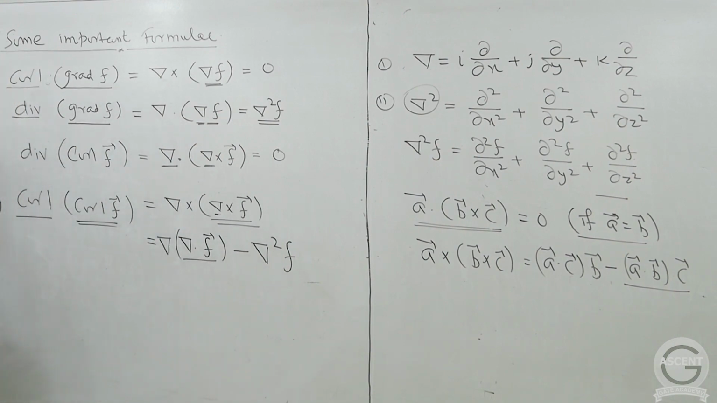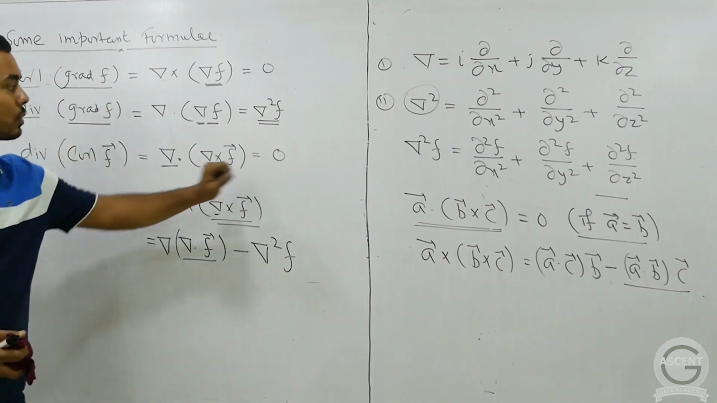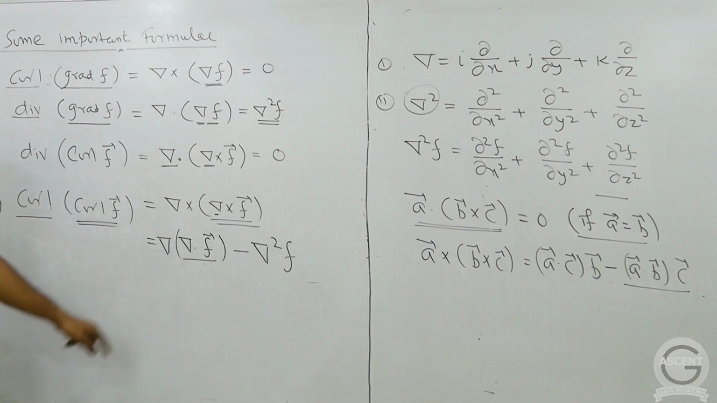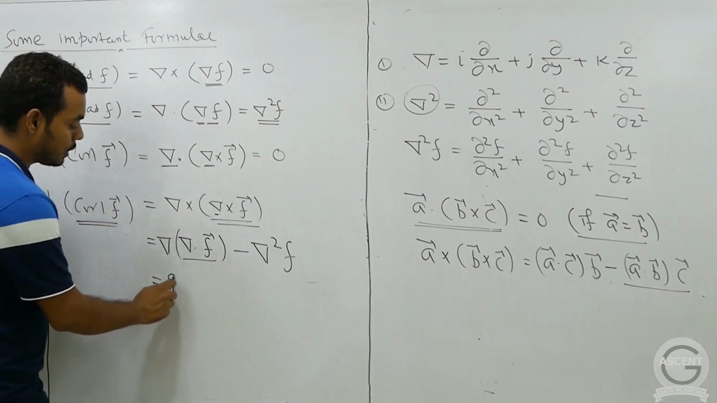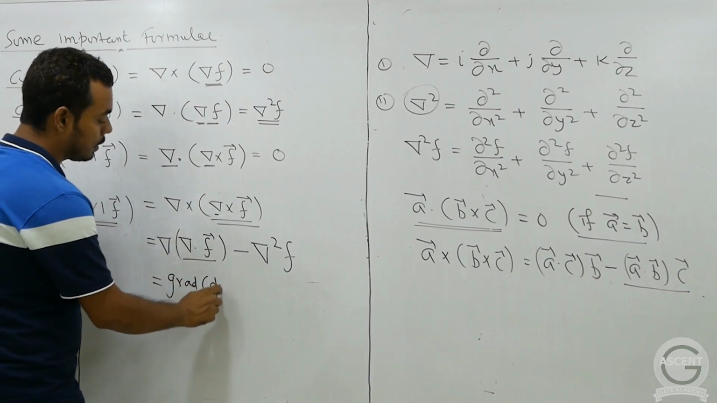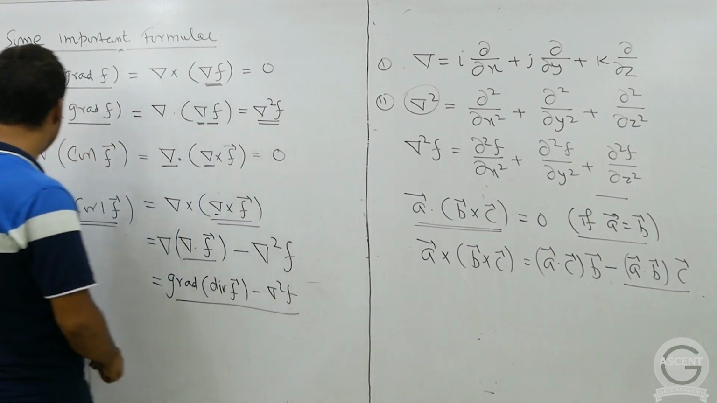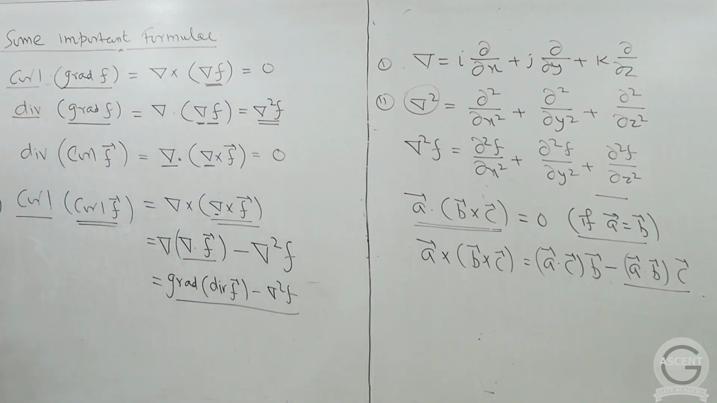Okay, so these are some of the important formulas that you need to remember. First one is curl of gradient of f is 0, divergence of curl of f is also 0, divergence of gradient of f is del square f, and curl of curl of f, if you want to write in words, will become gradient of divergence of f minus del square f. Okay, so these four formulas you need to remember. Now this was the last topic from differential vector calculus. Next we will talk about integral vector calculus.